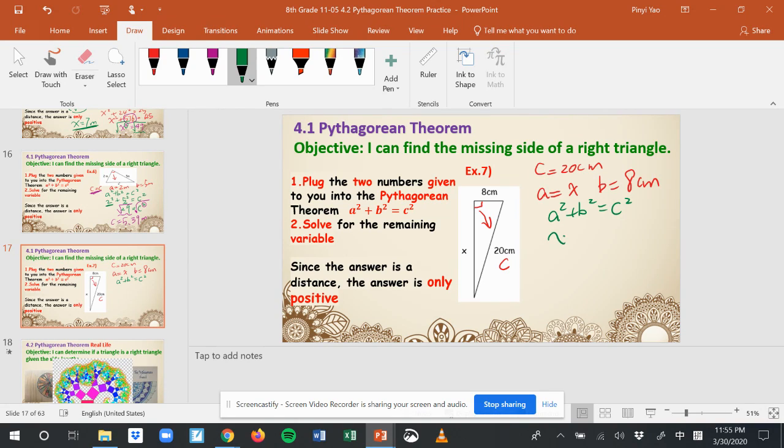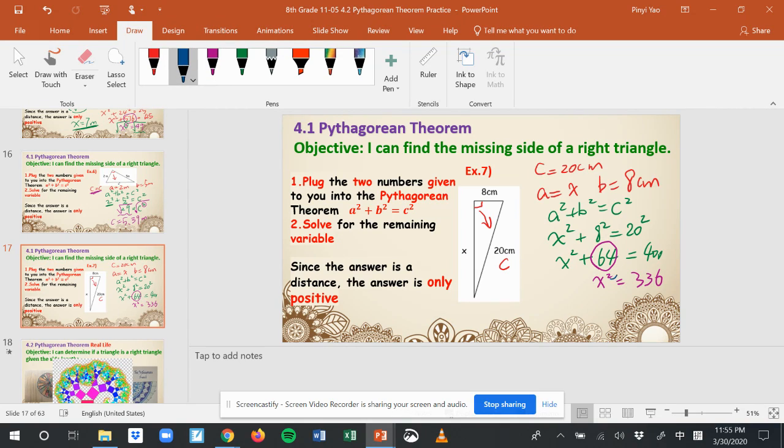So A is our X, X squared. B is our 8, so 8 squared. C is 20, so 20 squared. And next, we calculate them out. So X squared, the 8 squared is 64. 20 squared, that's 400. So we subtract the 64 from both sides. X squared will actually be 336.